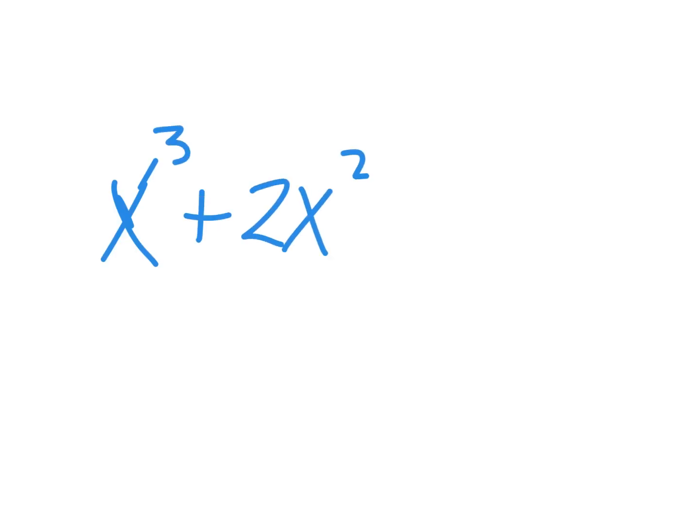This is called factoring by grouping, and some of you maybe even already know it, and you're going to be like, oh my gosh, that's so easy. Everybody write this down, please. X to the third plus 2x squared plus 5x plus 10.